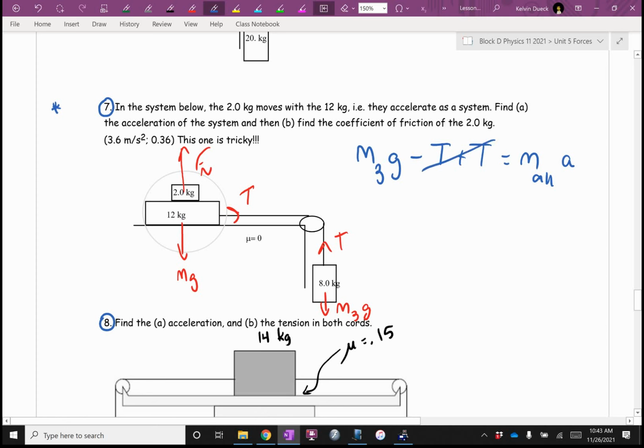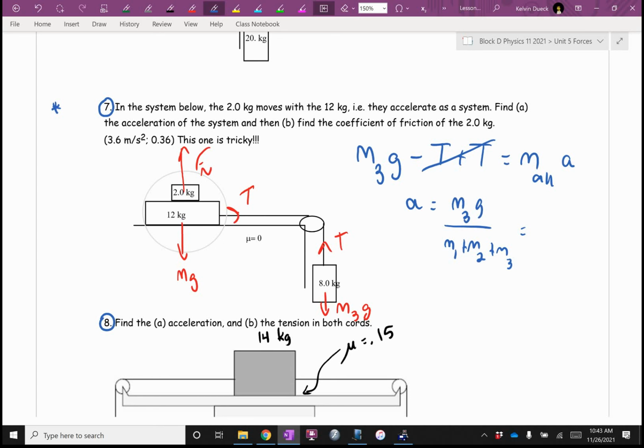And then you get to stretch, and you end up with A being M3G divided by M1 plus M2 plus M3. Could all of you get your calculators out and type that in? M3 is 8, times 9.8, divided by bracket 2 plus 12 plus 8. Or if you're feeling energetic, plus 22.